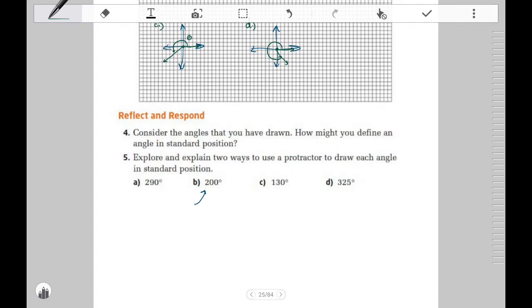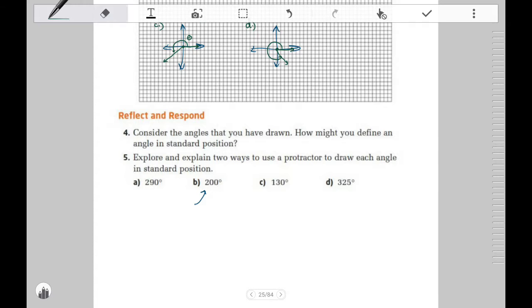All right, going down to 4. We want to consider the angle that we've drawn. How might this define an angle in standard position? Key points. The initial arm is along the x-axis to the right. The vertex of the angle is at the origin. The terminal arm ends where the angle does. The terminal arm is always taken counterclockwise from the initial arm. Those things sort of define standard position.